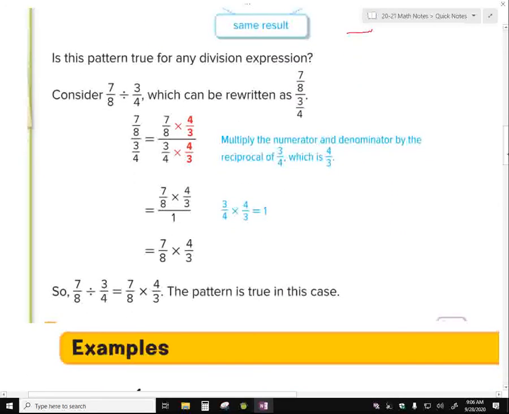Consider the following: 7/8 divided by 3/4, which can be written as 7/8 over 3/4. I don't like the way that looks in the book, so I want you to rewrite it as 7/8 with a sideways slash, over 3/4. I want you to write it like that.